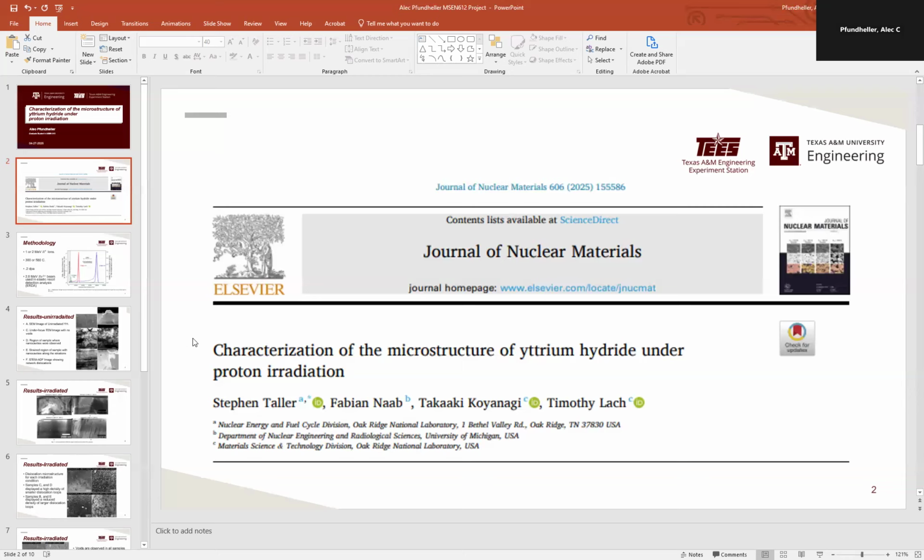However, very few studies have been done on yttrium hydride in relation to how it would behave in reactor conditions. So we use ion irradiation.